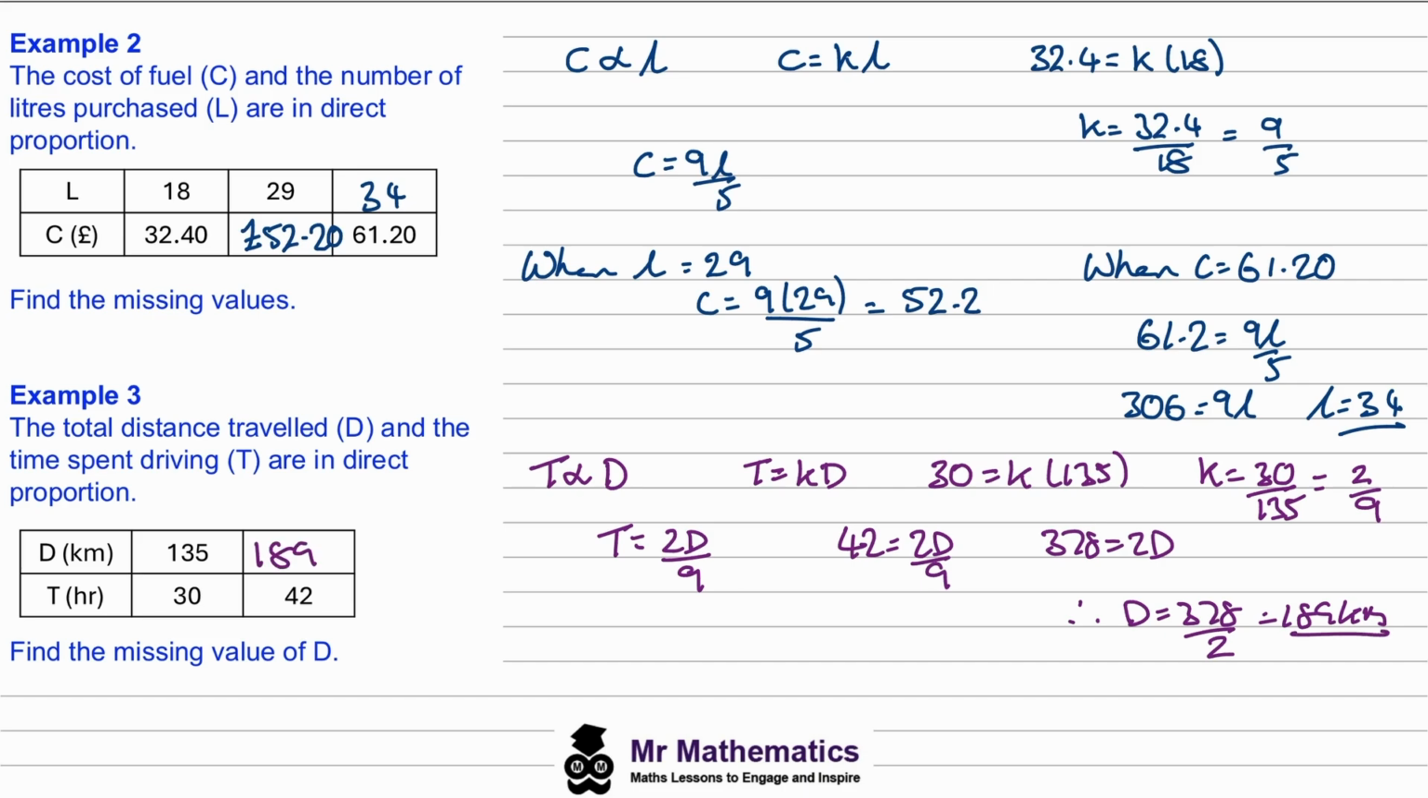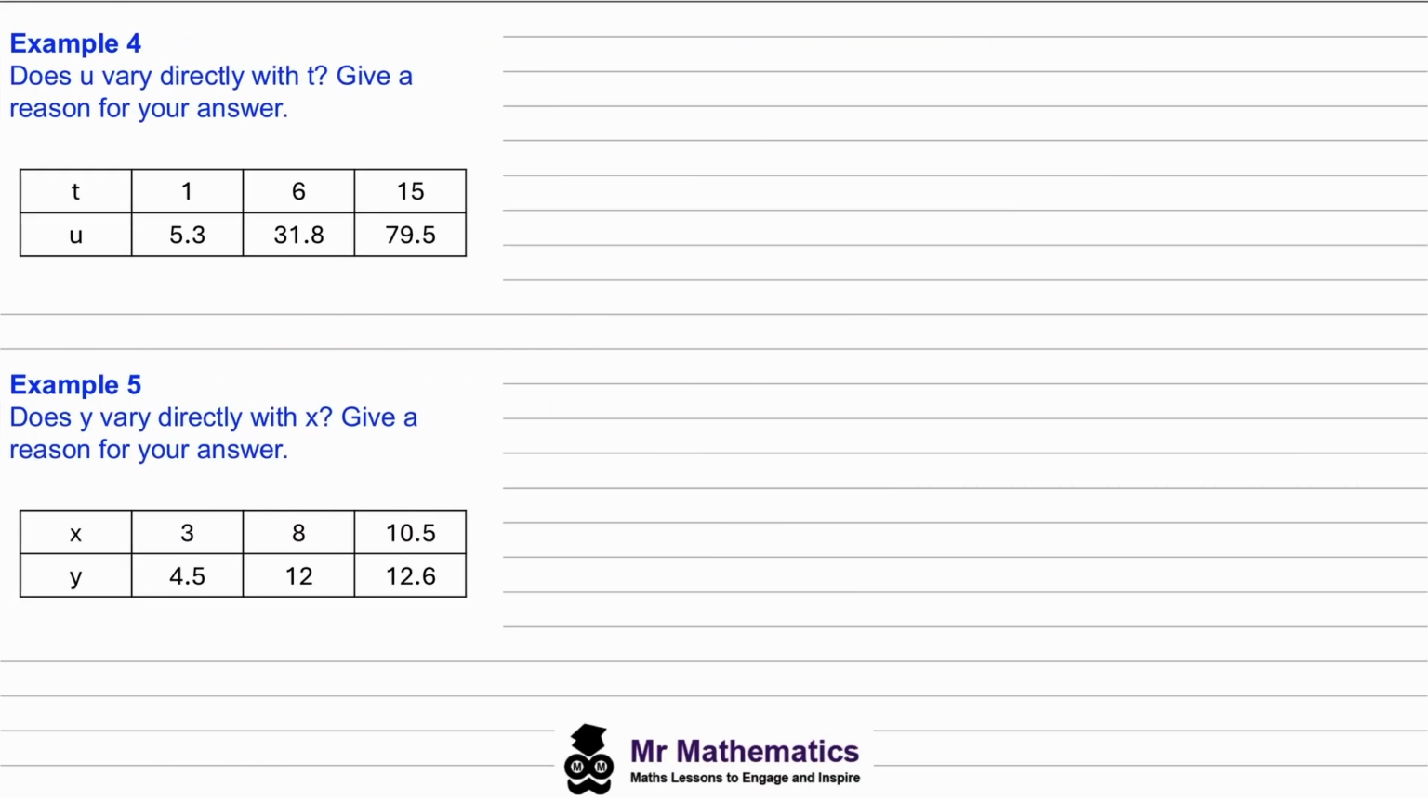Let's try 2 more examples. In example 4, we're asked if U varies directly with T, and we need to give our reason for our answer. So if U and T are in direct proportion, if they vary directly, then the value of K will be constant for each of these pairs. So we need to begin by defining our model. U is proportional to T, so U will equal KT.